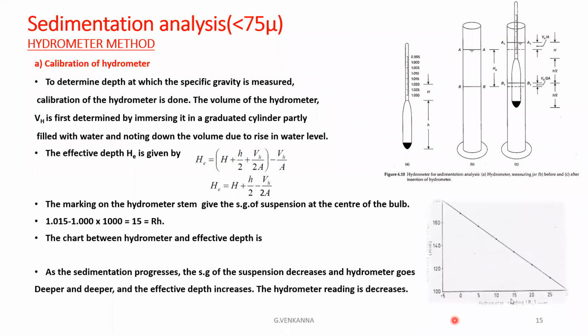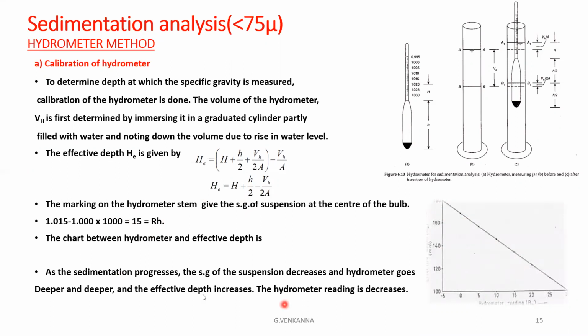So for the hydrometer reading at one place, we can know the h, and the height of the bulb we can know. So the volume of the hydrometer, divided by its cross sectional area, automatically gives the effective height, so whatever the hydrometer reading, we can get the effective depth. By plotting the hydrometer reading on the x-axis and the effective depth on the y-axis, we get a graph like a straight line.